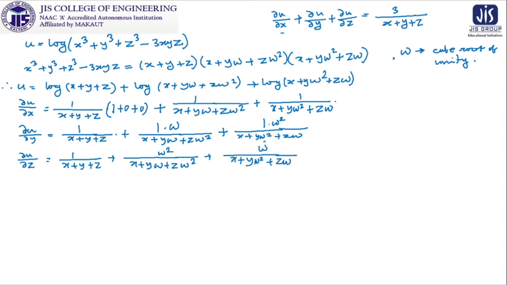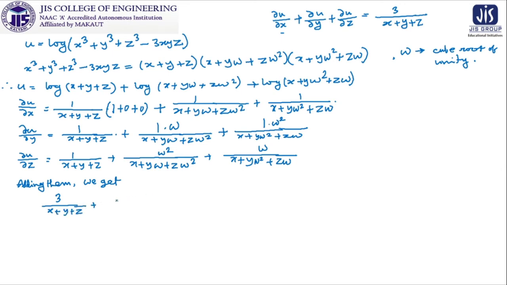So all the required things are calculated by us: del u del x, del u del y, del u del z. Adding them, what do we get? 1 by x plus y plus z, again 1 by x plus y plus z, again 1 by x plus y plus z. We can write it as 3 by x plus y plus z.